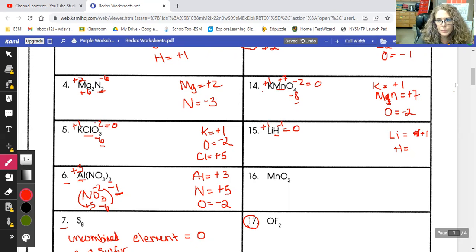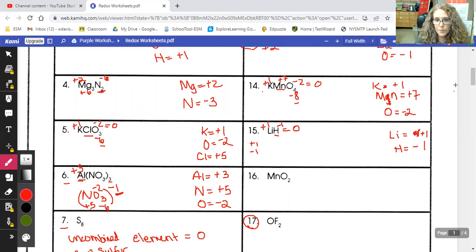This is -1. Remember, most often the negative ion is listed second and the positive ion is listed first. Hydrogen can be +1 or -1. If it's listed in the front, that's usually going to be the +1. If it's listed second, because this is a hydride, it's -1.